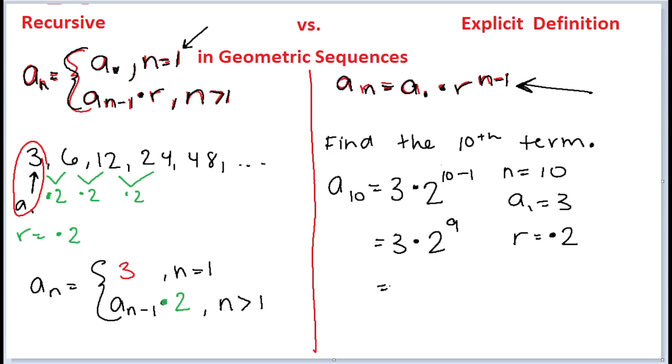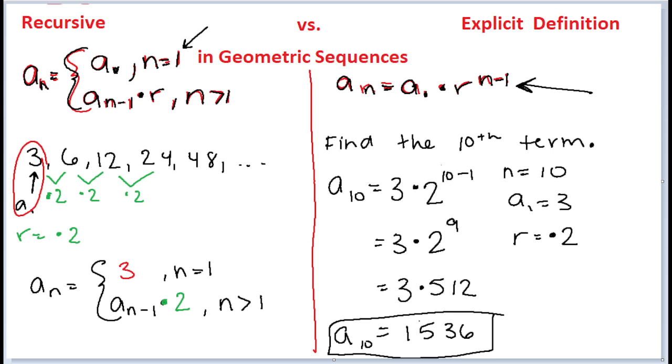And this is equal to, let's see here, 512. So 3 times 512. Remember, PEMDAS, exponents first before you multiply the big number there, which is 3, which becomes 1536. So this is going to be my 10th term.